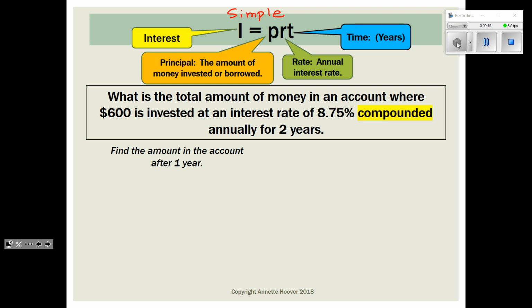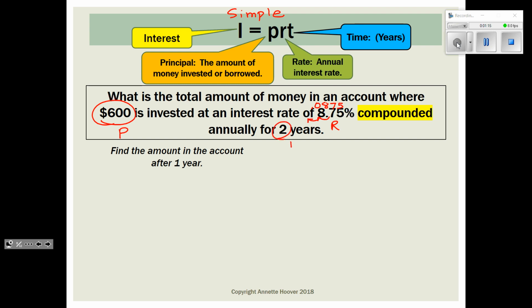So what is the total amount of money in an account where $600 is invested? We learned that that is the principal. The principal is what you invest or what you borrow. At an interest rate, here's our rate, and we always convert that to a decimal by moving the decimal 2 places to the left. So that would be 875 ten-thousandths. Compounded annually for 2 years.